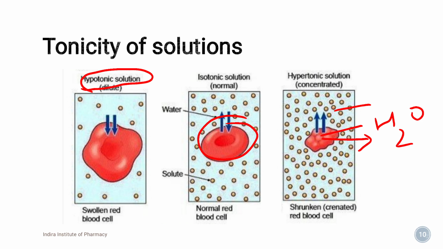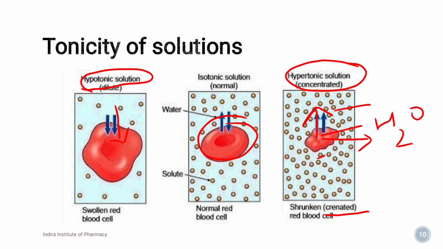So the fluid will try to come into the cell, which will cause the cell to swell. So it will increase in size because more fluid is entering the cell, which will cause bursting of the cell. Whereas in the case of a hypertonic solution, water is going out of the cell, so it will shrink, or you can say it will be crenated.